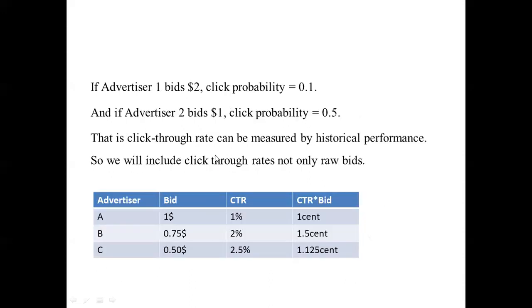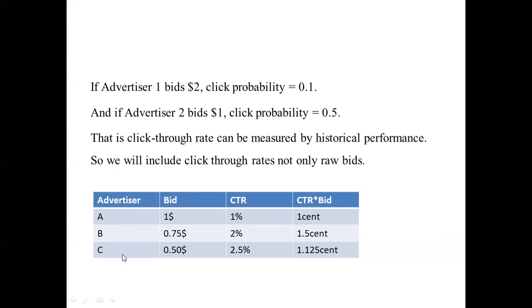The main output of the AdWords problem is to increase the revenue, which can be done by click-through rate. So for instance, how can it be affected? If we take an example where advertiser one bids $2 or $4, the click probability can be 0.1. And if advertiser two bids $1, the click probability can be 0.5. Here you see how the click probability, or the click-through rate, affects the overall revenue. So we include not only raw bids, but also the click probability.